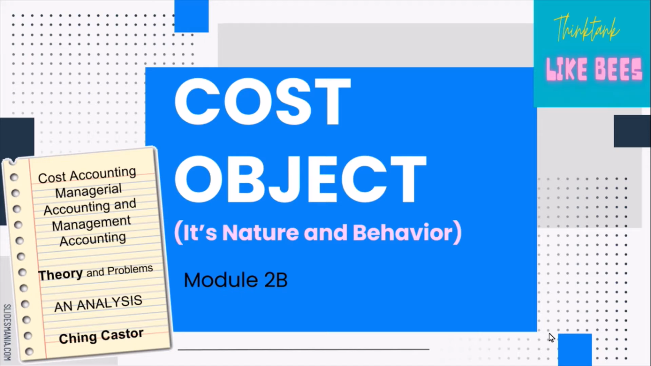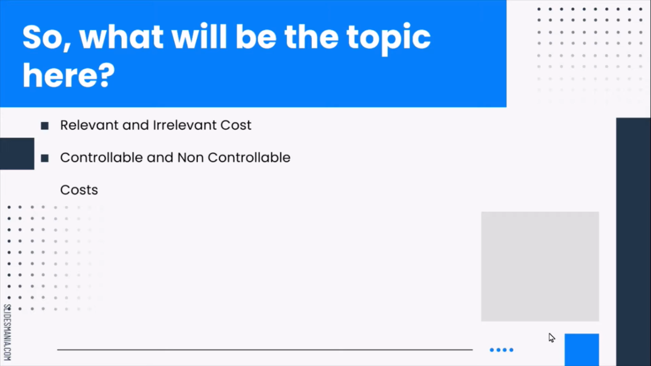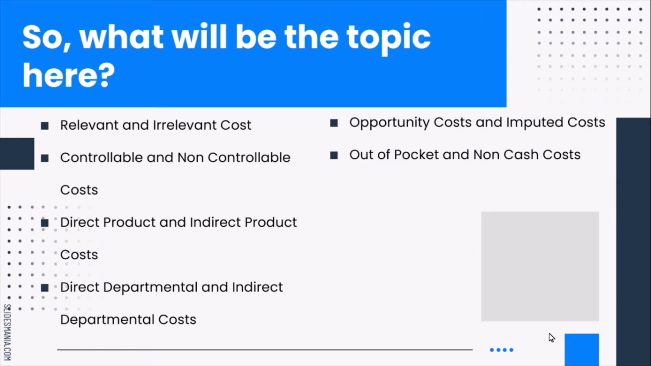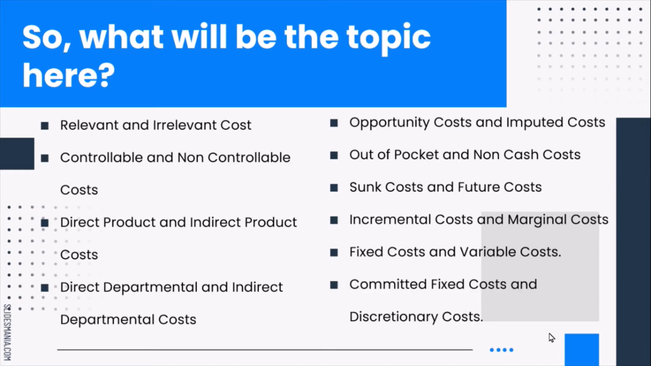So this is module 2B. So let's start. So what will be the topic here? So this is the continuation of the different cost object. So we started with the relevant and irrelevant cost, the controllable and non-controllable cost, the direct product and indirect product cost, the direct departmental and indirect departmental cost, the opportunity cost and imputed cost, the out-of-pocket and non-cash cost, the sunk cost and future cost, the incremental cost and marginal cost, the fixed cost and variable cost, and the last one is the committed fixed cost and discretionary cost.